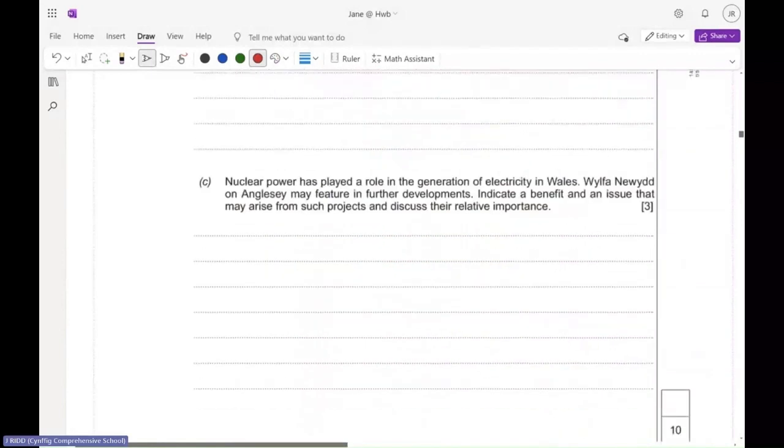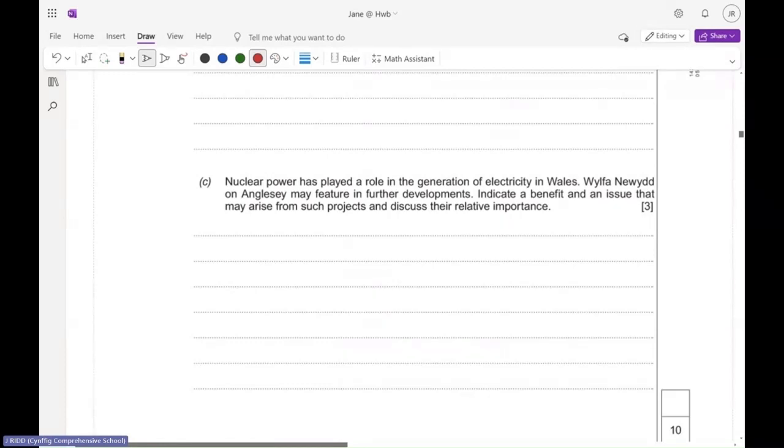Just scroll. Yes. Nuclear power has played a role in the generation of electricity in Wales. Wylfa Newydd on Anglesey, close to your neck of the woods, isn't it? May feature in future further developments. Indicate the benefit and an issue that may arise from such projects and discuss their relative importance.